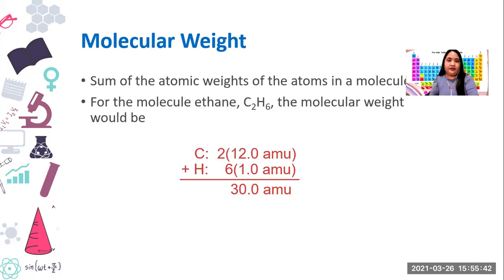There's another one which is molecular weight, which is the sum of the atomic weights of the atoms in a molecule. For the molecule ethane, for example, C2H6, the molecular weight would be, of course, how many carbon atoms do you have and how many hydrogen atoms do you have? You have 2 and 6, so you just multiply it by the atomic mass unit or the atomic weight. So that's 2 times 12, 6 times 1, the whole thing is 30 for ethane.